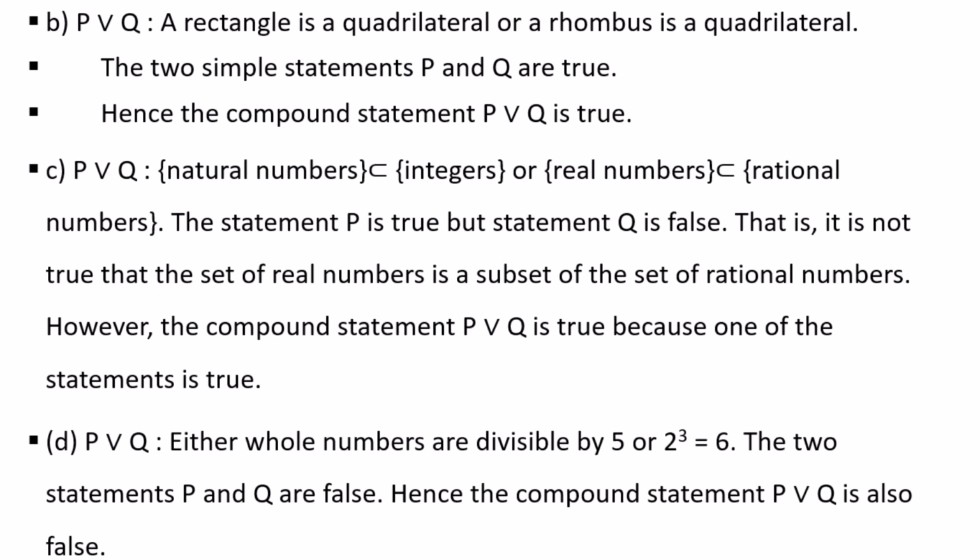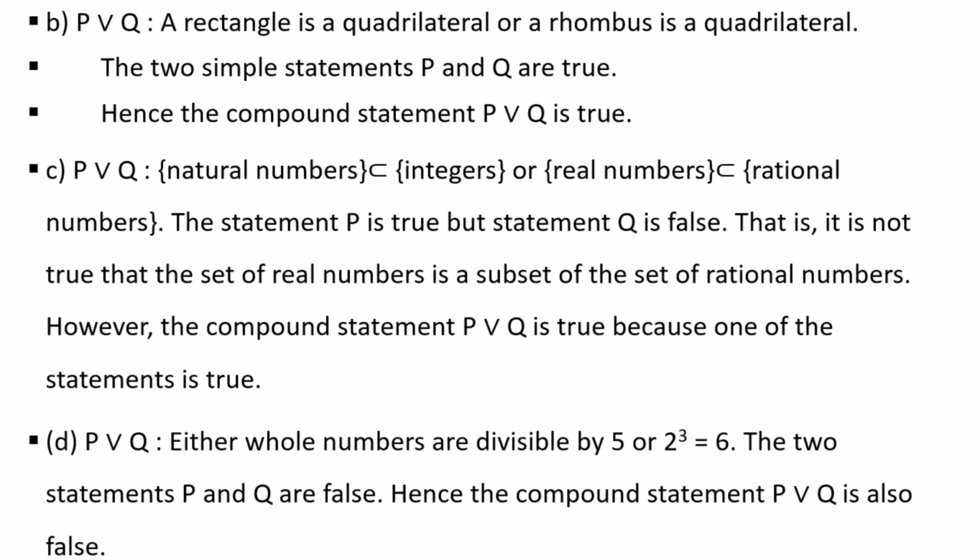Third one, natural numbers are subsets of integers, or real numbers are subsets of rational numbers. So realize that real numbers are not subsets of rational numbers. Therefore, though the first statement is true, the Q statement, the second statement, is false. Therefore, our compound statement is also a true statement, because we are saying even if one side is true and the other side is false, the compound statement is still a true statement.